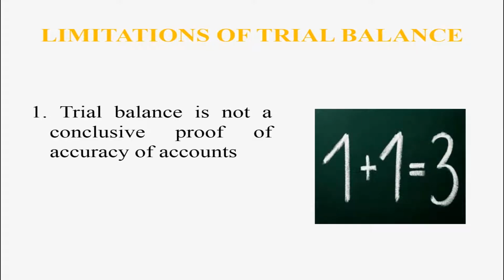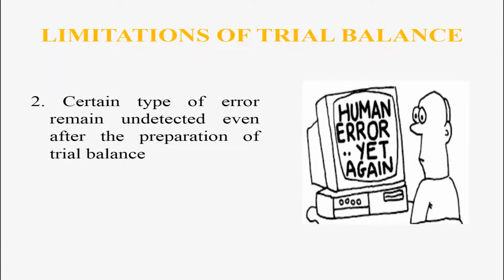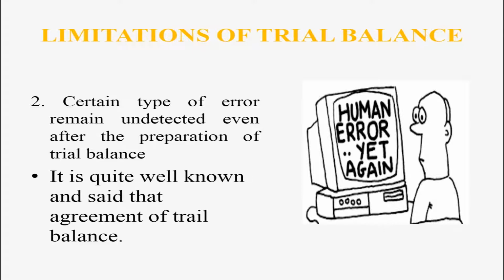Now, let's move on to limitations of trial balance. Trial balance is not a conclusive proof of accuracy of accounts. Certain types of errors remain undetected even after the preparation of trial balance. Errors like errors of principle, compensating errors, and errors of omission, etc. It is quite well known and said that agreement of trial balance is not the conclusive proof of accuracy of the books maintained. Now let's discuss the format of trial balance.